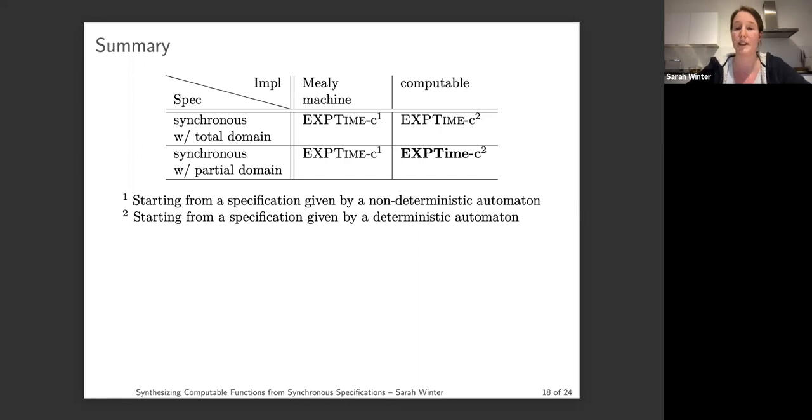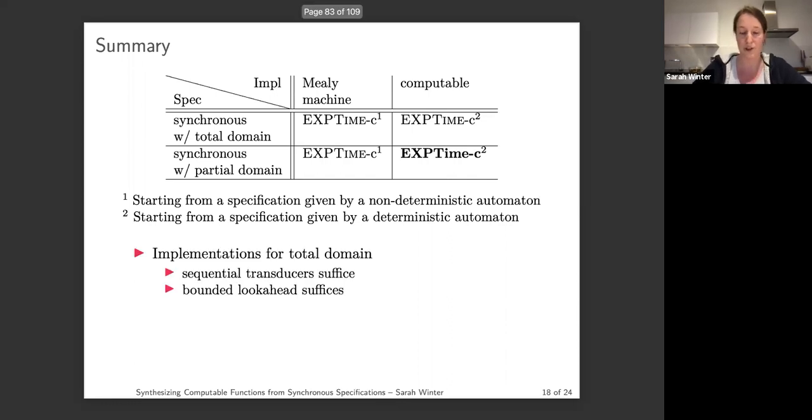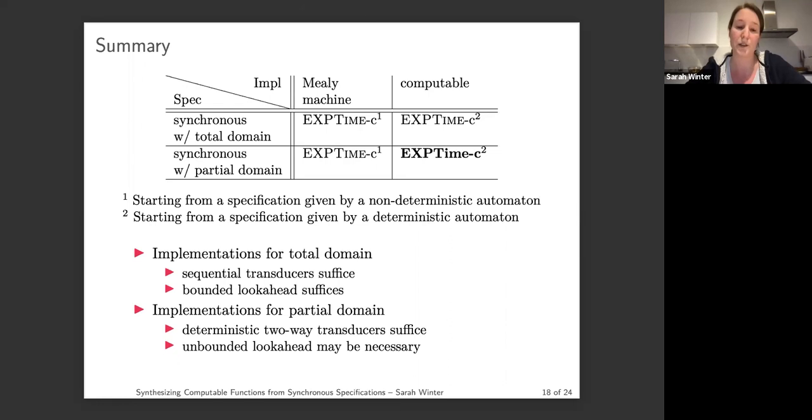So the complexity does not change in order to determine whether there is an implementation, but the type of implementation changes. For total domain, it suffices to consider sequential transducers, which are finite memory devices. And for partial domain, sequential transducers do not suffice anymore, but we have to go to deterministic two-way transducers. And they may need to use the feature that they can have an unbounded look-ahead.